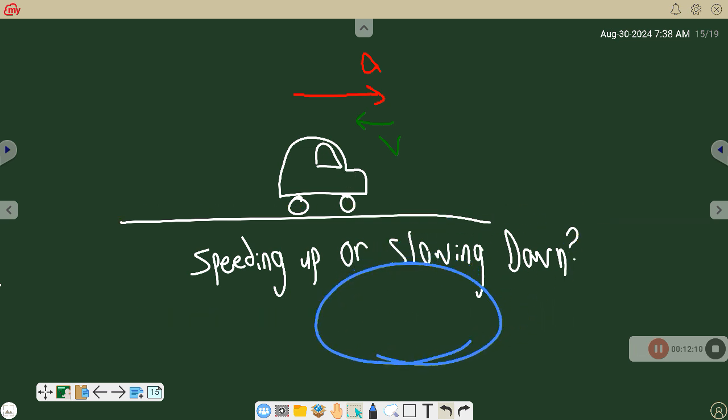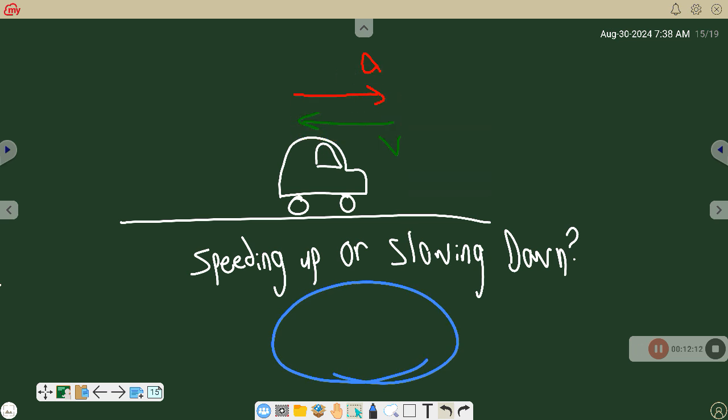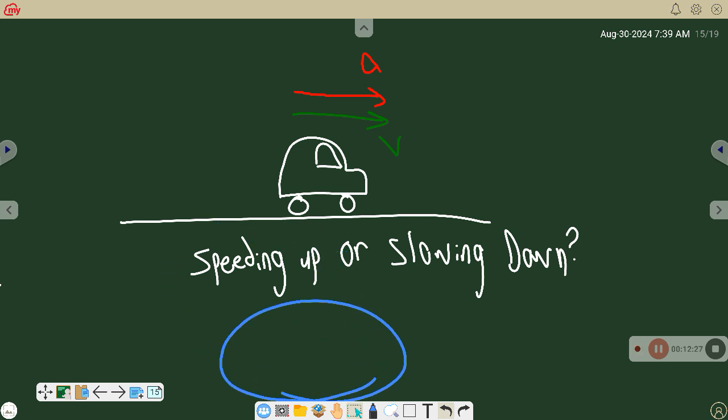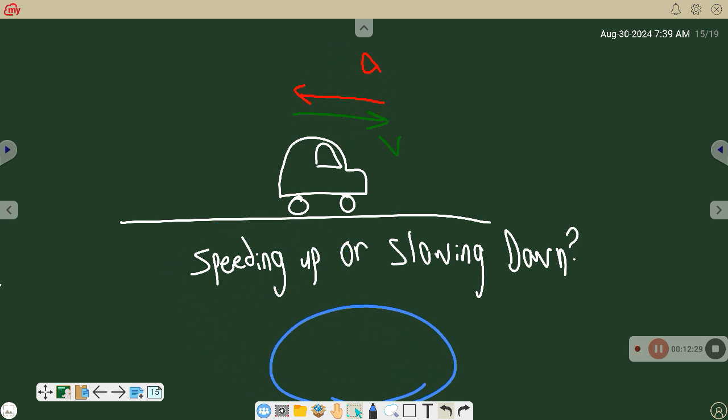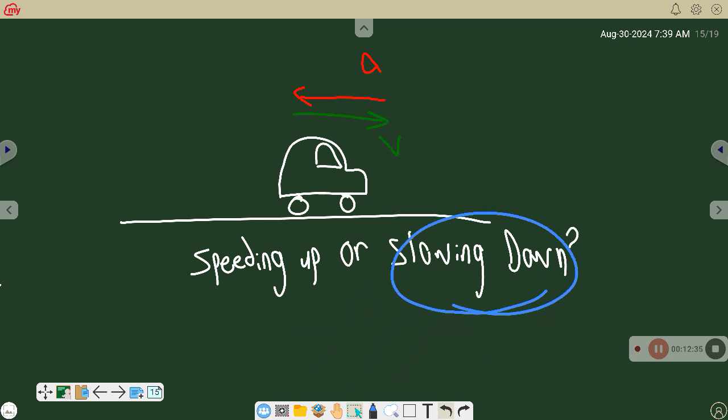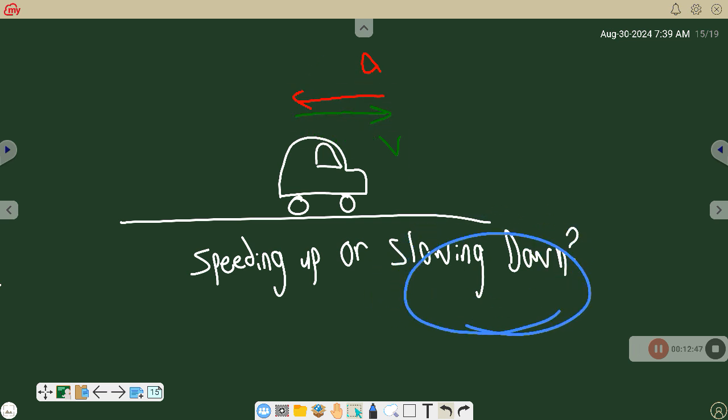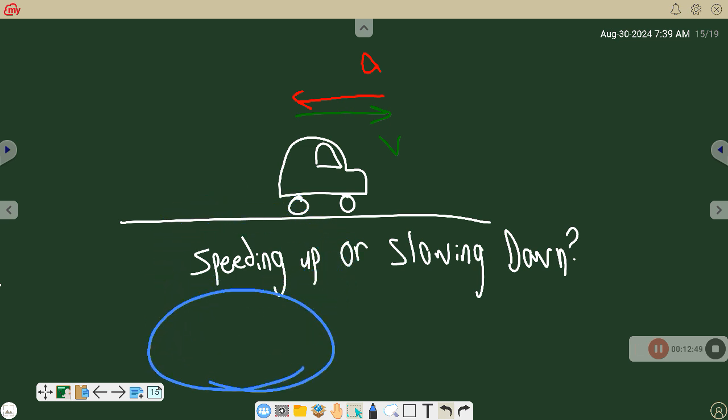All right, so the big generalization I'm going to make here is that if our velocity and acceleration vectors are pointing in the same direction, whether it's to the right or to the left, positive or negative, as long as those vectors are pointing in the same direction, we're speeding up. Then if those vectors are pointing in the opposite direction, we're slowing down, whether that be one to the left, one to the right, or the opposite of that. Okay, so vectors pointing in the opposite direction, we're slowing down. Vectors pointing in the same direction, we're speeding up.